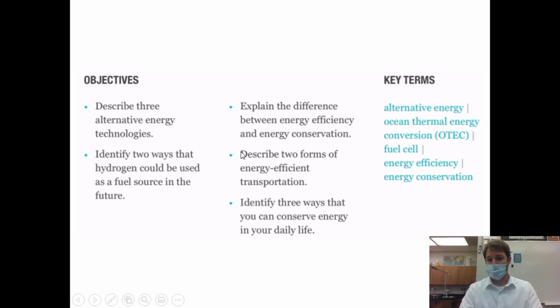So our goals are to describe 3 alternative energy technologies. We want to identify 2 ways that hydrogen can be used as a fuel source in the future. We want to explain the difference between energy efficiency and energy conservation. And we want to describe 2 forms of energy efficient transportation. Additionally, we should look at some ways in which we can conserve energy in our daily lives. Some key terms for us are alternative energy, ocean thermal energy conversion, or OTEC for short, fuel cell, energy efficiency, and conservation.